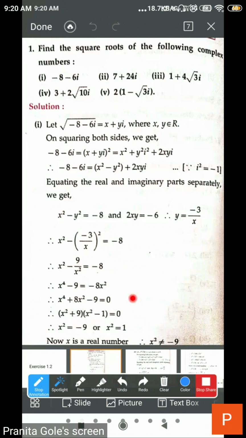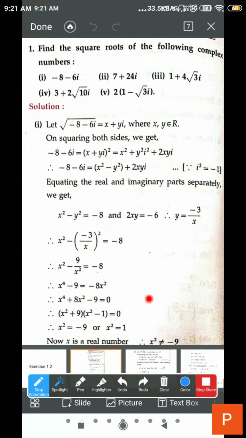If you observe it carefully, it is nothing but a quadratic equation in x square. How? This is nothing but x square whole square plus 8x square. That is, if you consider instead of x square, suppose m, then what will happen? It will be written as m square plus 8m minus 9 is equal to 0.